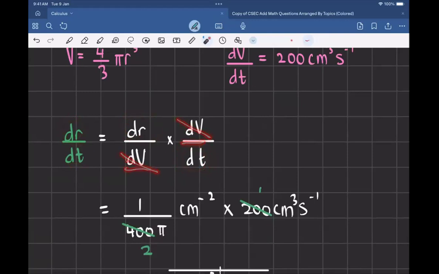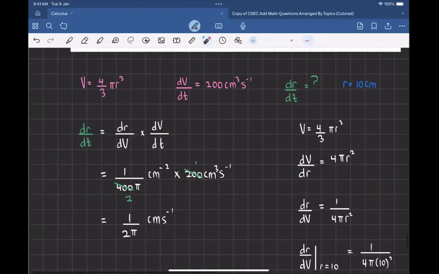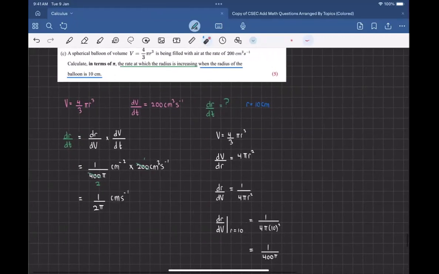Like you see, they gave us dVdt, so we had that. So we just needed to find dRdV. We have an equation with V and R in it. So we find dVdr and then we flip it, plug in R, get that. Once we got that, we plug it back in and multiply it by dVdt, and we got our answer.